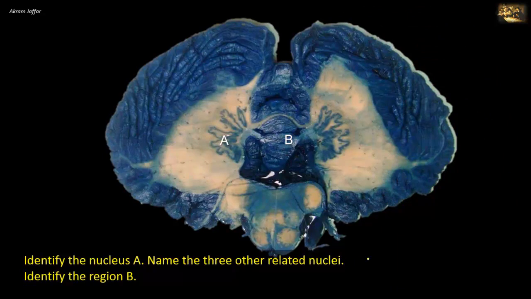Identify the nucleus A, name the 3 other related nuclei, and identify the region B. The nucleus is the dentate nucleus. It has irregular outline and can be easily distinguished even in unstained section. It appears somewhat darker than the surrounding white matter. It is the most lateral of the cerebellar nuclei.